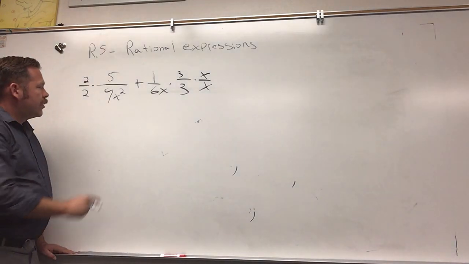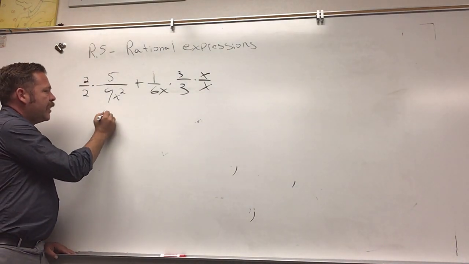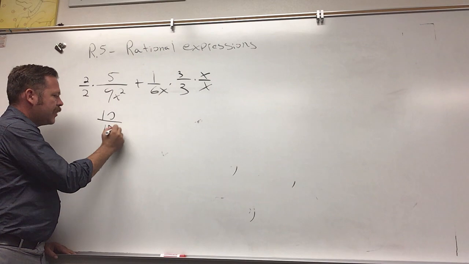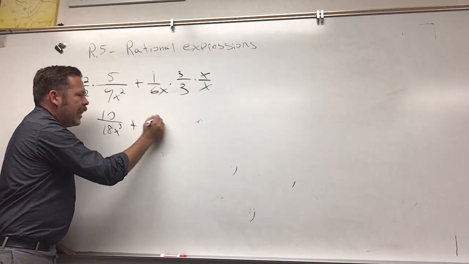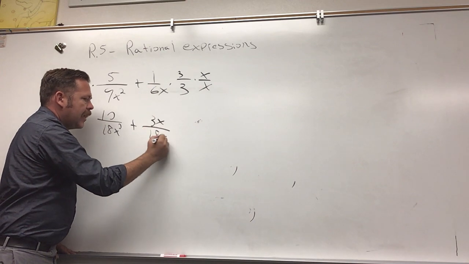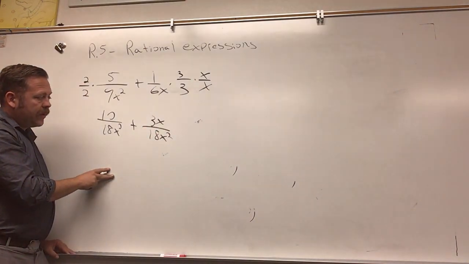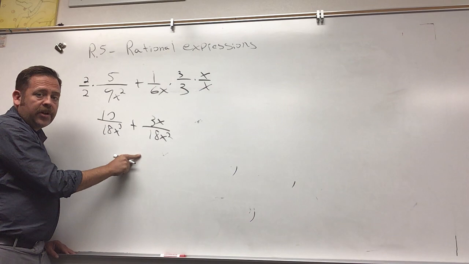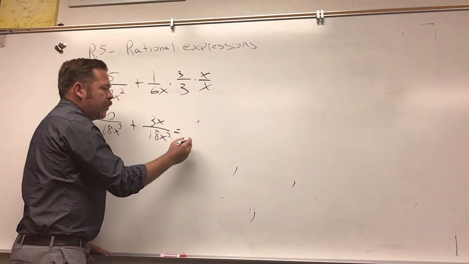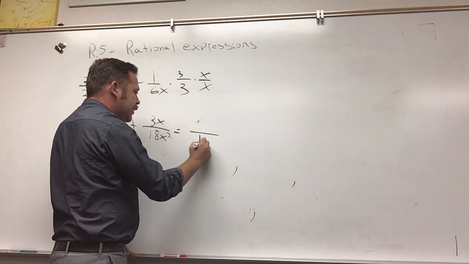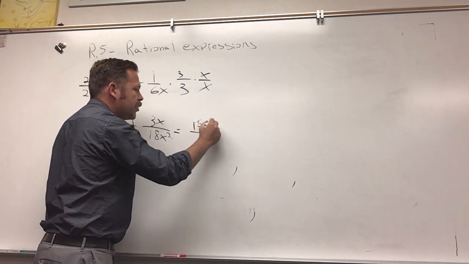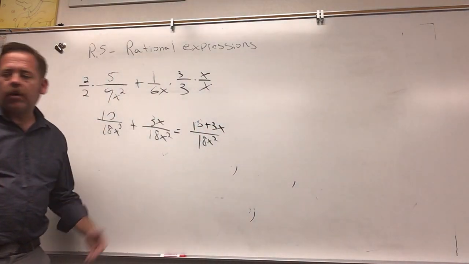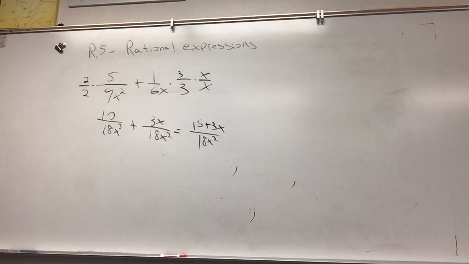Okay, so I'm going to clean this up a little bit, and I get 10 over 18x squared plus 3x over 18x squared. Now I've got my common denominator. And when you add fractions, just like you did when you were in 3rd grade, the denominator stays the same, and we've got 18x squared on the bottom. We combine the numerators, 10 plus 3x. All right, let's try another one.